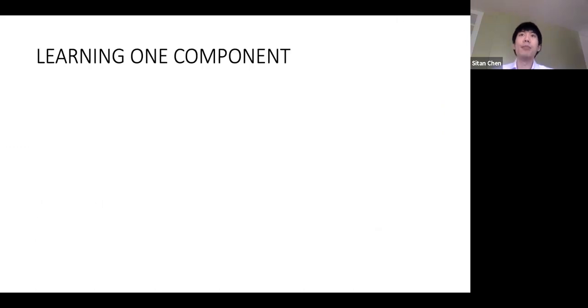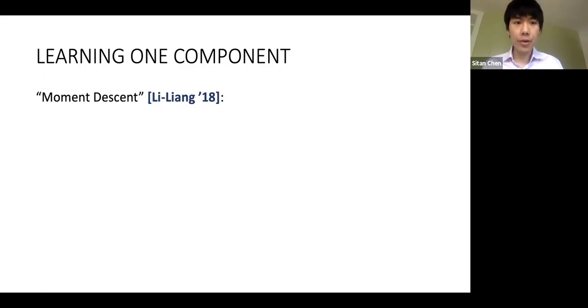Now let me say a bit about techniques, starting with a brief overview of how Li and Liang achieve their sample complexity guarantees. How does the Li and Liang algorithm work? At a high level, what they do is try to learn one component at a time, and then essentially peel that component off from the rest of the mixture and recurse on the remaining mixture. So how do you learn one component of your mixture of linear regressions? Their algorithm, which is called moment descent, proceeds as follows.